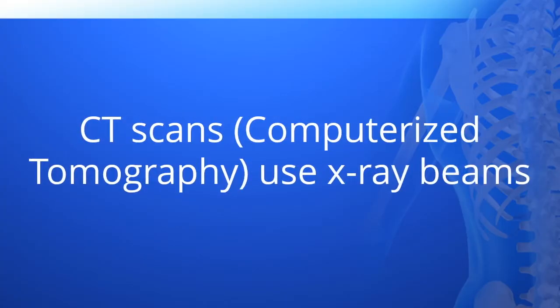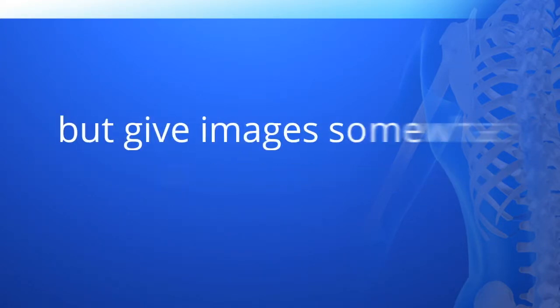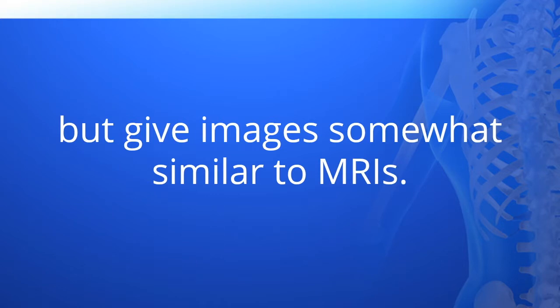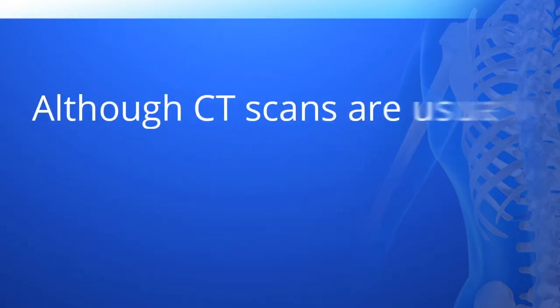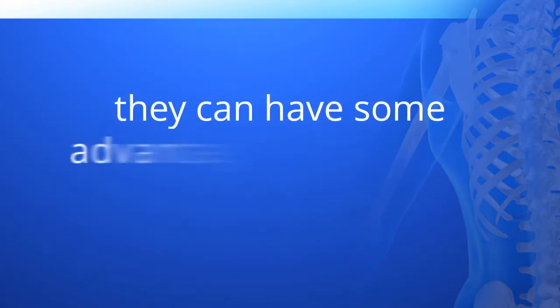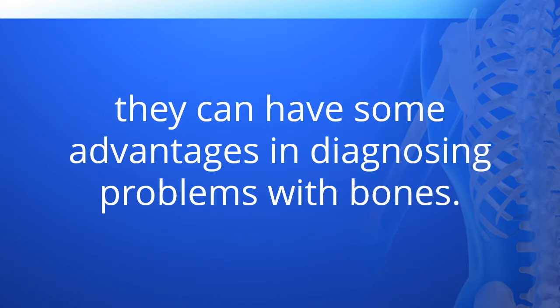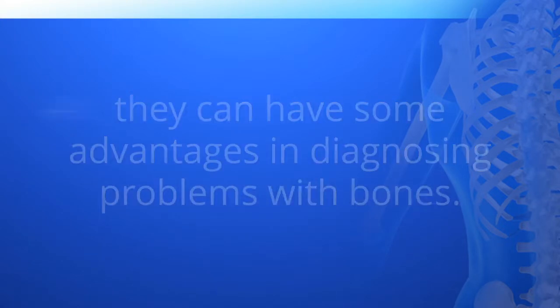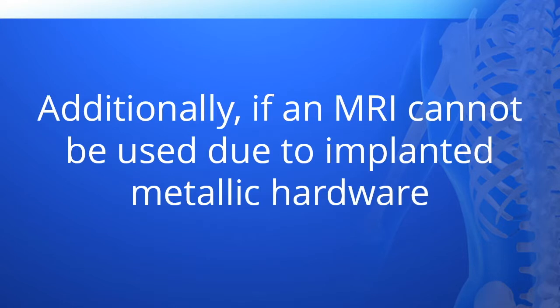CT scans. CT scans, computerized tomography, use X-ray beams but give images somewhat similar to MRIs. Although CT scans are usually not as clear as MRI in regard to soft tissue, they can have some advantages in diagnosing problems with bones.